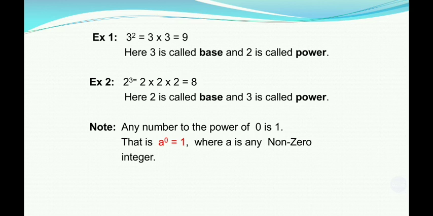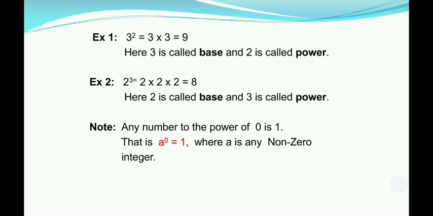Let us see some more examples. That is example number 1, 3 square. It can be written as 3 into 3, that is nothing but 9. So here 3 is called the base and 2 is called the power. Example 2, 2 to the power of 3 is equal to 2 into 2 into 2 is equal to 8. Here 2 is called the base and 3 is called the power.